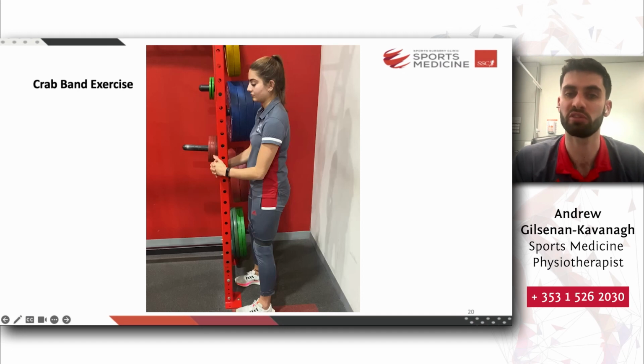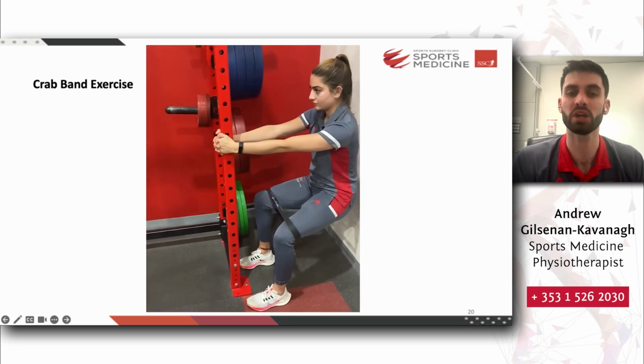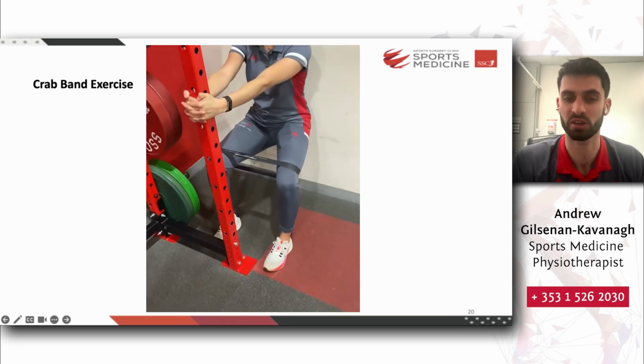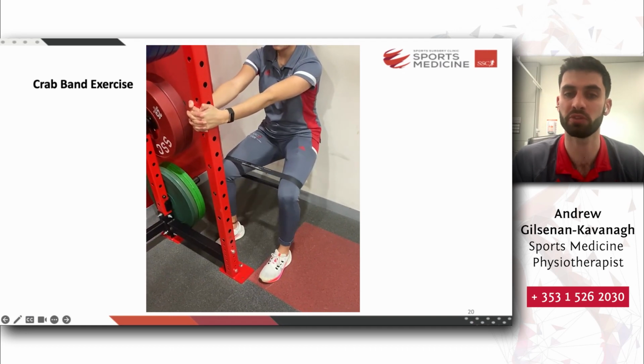Another important muscle following an injury like this is our lateral hip muscle along the side of our bum. So here we can see Vanessa performing a crab band exercise. So we have our feet hip distance apart. We have a black band just up above the knees.